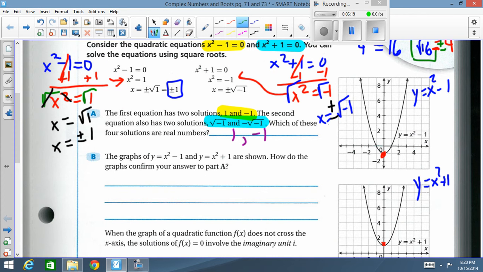We talked about axis of symmetry. But the one other thing that we talked about were x-intercepts, and we talked about how x-intercepts are also the solutions to the equation.